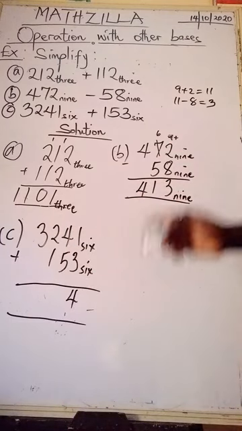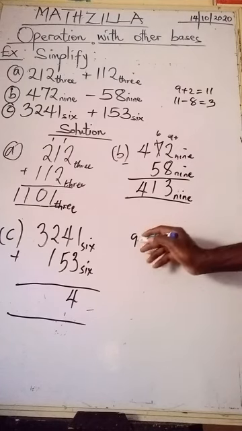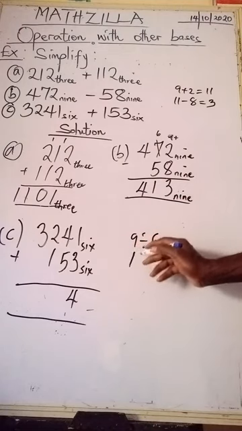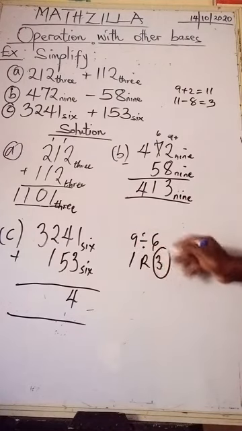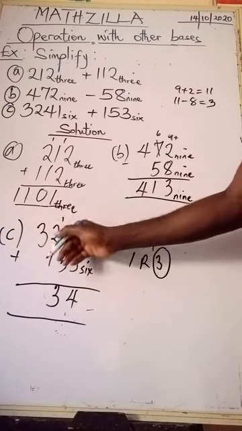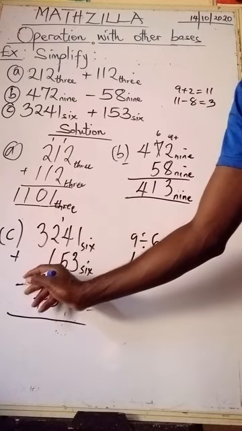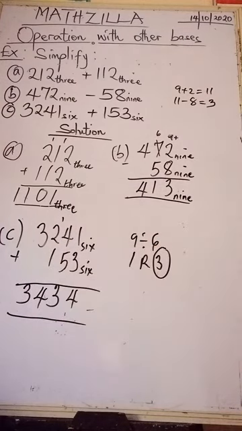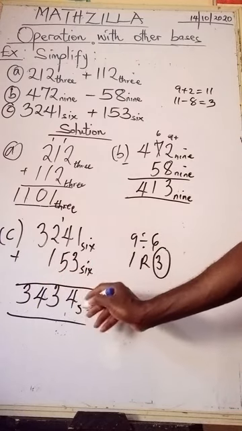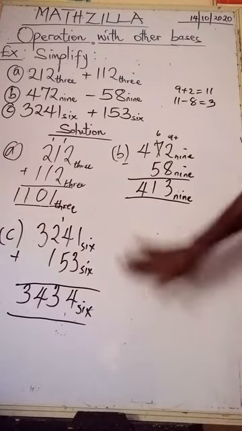4 plus 5 is 9. So it has passed the highest digit. You can't write the 9 there. You say 9 divided by 6, and 9 divided by 6 gives us 1 remainder 3. So write down the remainder 3 here. Then take this 1 here. 2 plus 1 plus 1 is 4. It's not up to the highest digit. You can write the 4 and then you bring it down. So our answer is 3434 base 6. Wow, what a unique number. 3434.